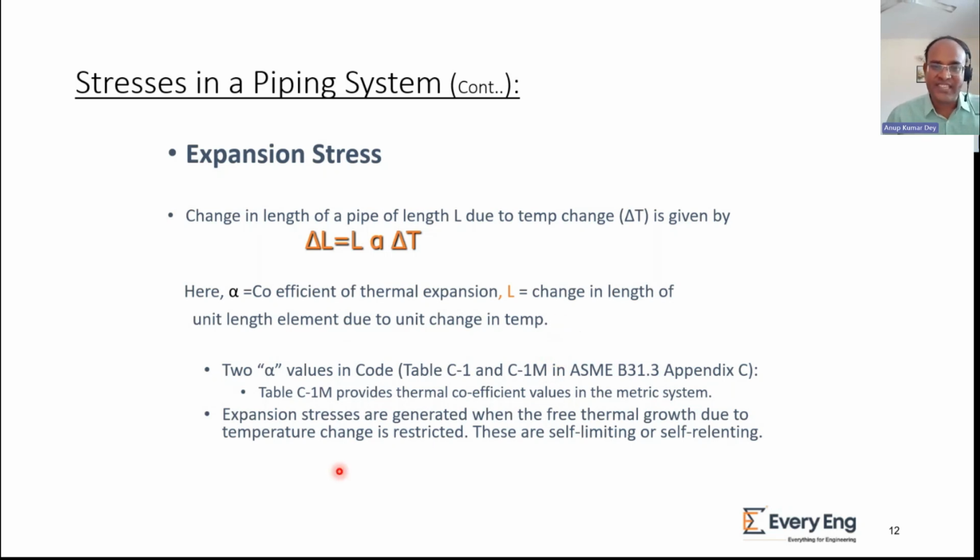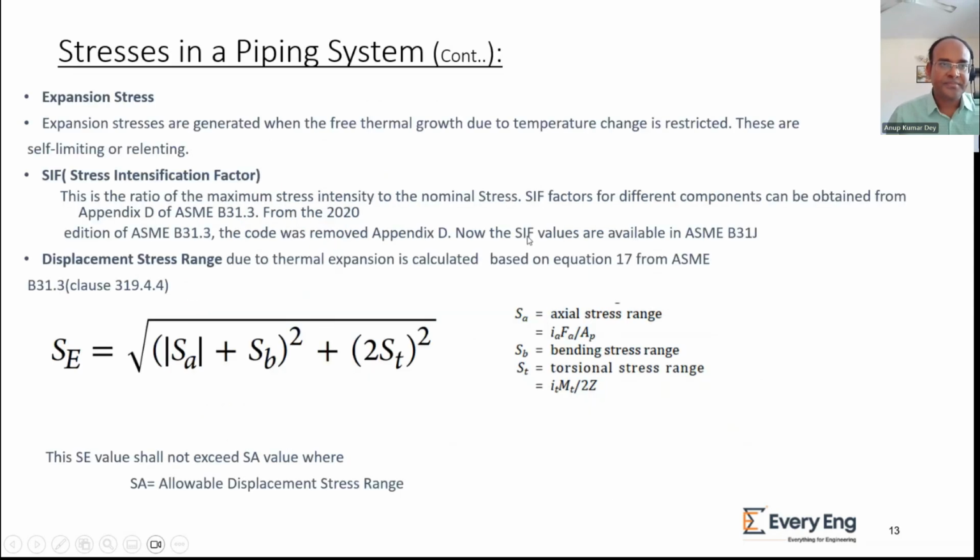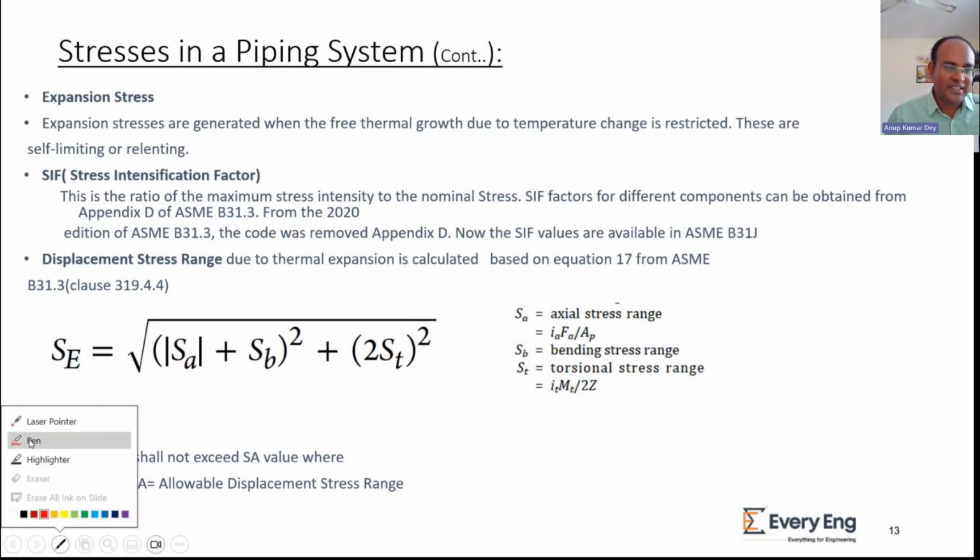Now expansion stresses are generated whenever the free thermal growth due to temperature change is restricted, and these are self-limiting. Self-limiting means whenever the temperature change is gone, the piping will come back to its own position again, and this stress will be relieved. There will not be any stress after that if it is again at the installed temperature condition. Means if it is free to move, then there will not be any stress.